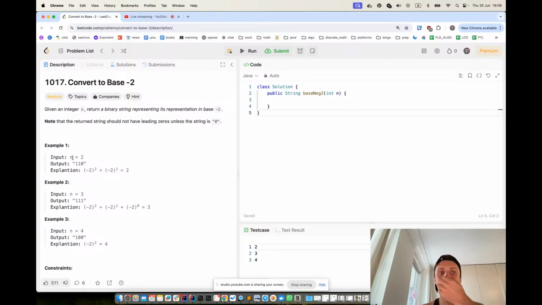So for example, we have n equal to 2, and in result we have 1, 1, 0. So it means that (-2) squared plus (-2) to the first equals 2. Okay, and yeah, so we have 3, 4.